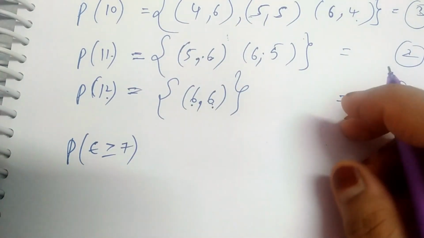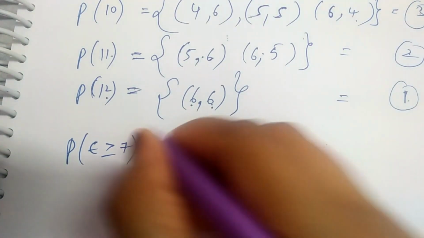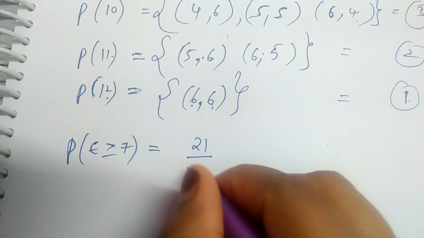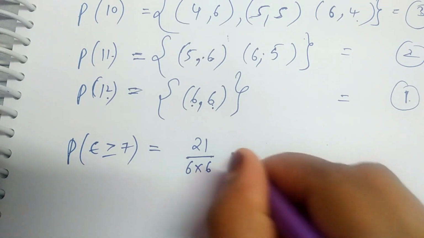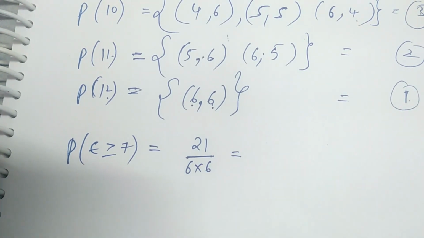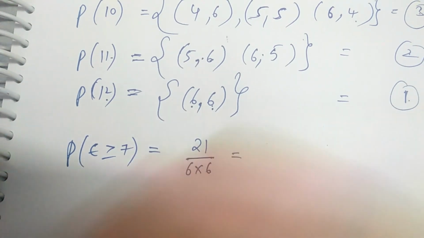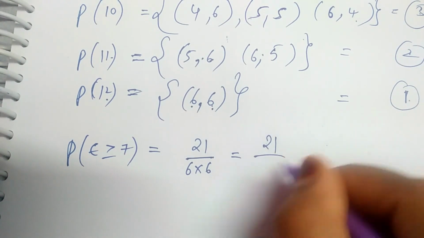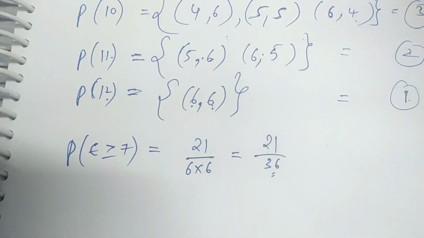Probability of it is, now we know that the elements were 21. And dice are rolled 2 times, right? 6 into 6. It's not just 2 times, it is like every time when you're rolling dice, you're rolling 2 dices, not just 1 dice. So that's why we are multiplying. So 21 divided by 36 is our answer.